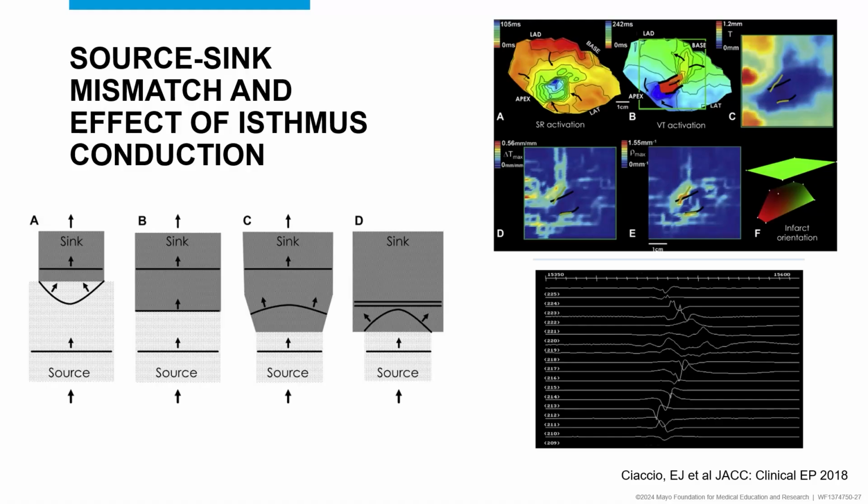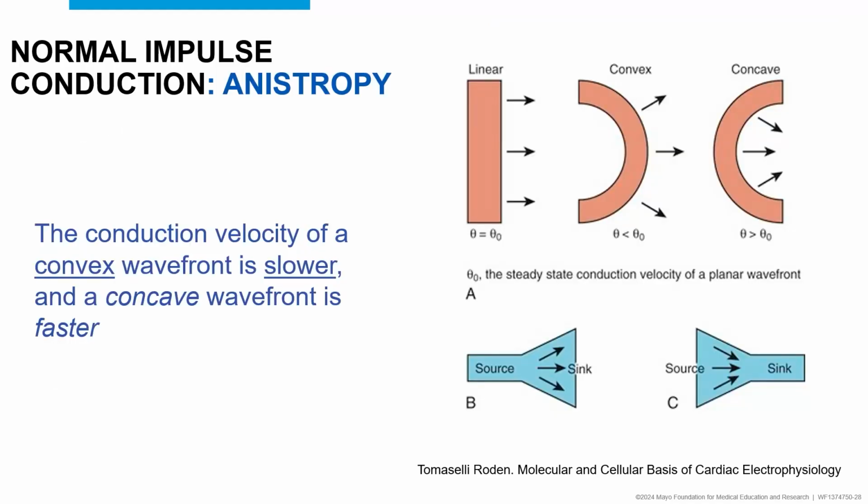So as electricity is conducting down a cable, and I like the water analogy, if it is then coming to a smaller sink, that anisotropy, as it moves from a larger source to a smaller sink, is going to change the velocity, the conduction velocity of that electrical impulse. And drawn in this pictorial, you'll see as the conduction velocity is impacted by the change in source to sink and fiber orientation, the convex aspect, so as you're moving into a larger sink, that slows down conduction.